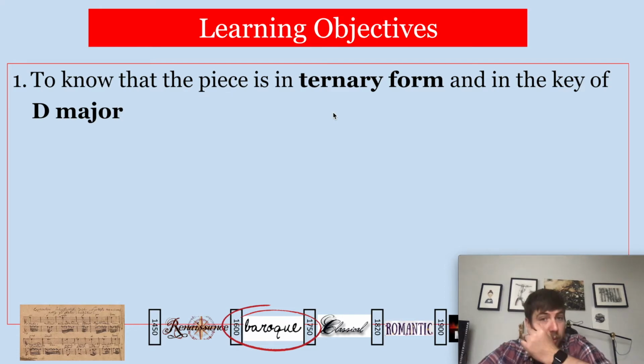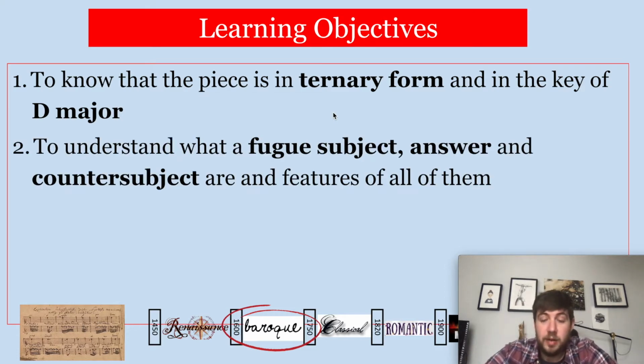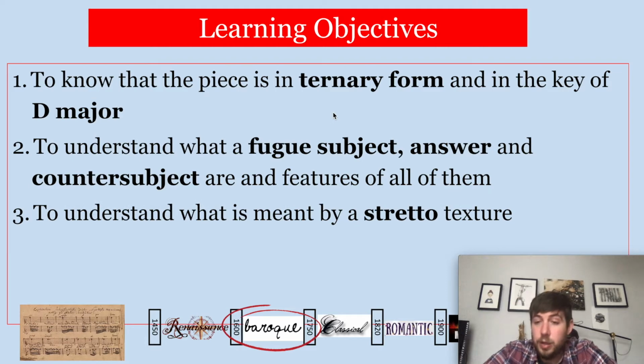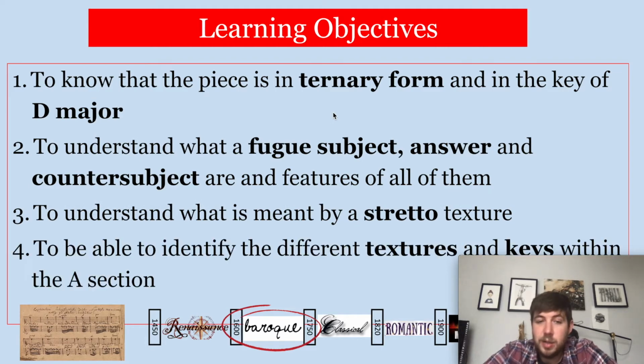So look at the piece and know that it's in ternary form and the key of D major. Touch on what a fugue subject, answer and a countersubject are and how they're used in Brandenburg, and to understand what is meant by stretto texture, and then look a little bit at the texture and keys within the A section.